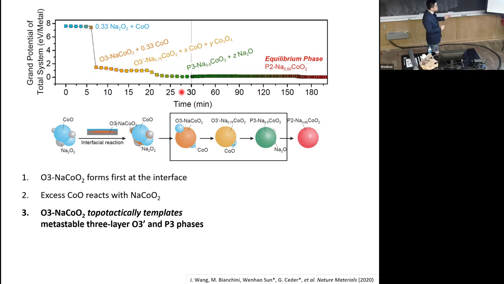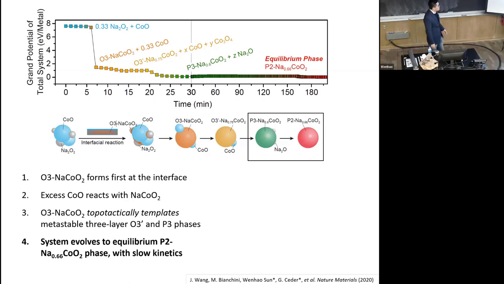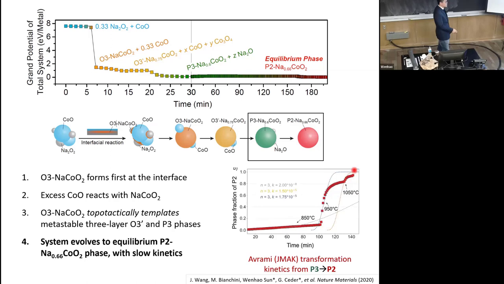And now I get to the last stage. This last stage has just a tiny bit of energy left. That's why it takes so long to get to the equilibrium state, okay? And so with very slow kinetics, the only way to accelerate those kinetics is to kick up the temperature. And once you kick up the temperature, then you get the equilibrium phase. So that's the story about sodium cobalt oxide.